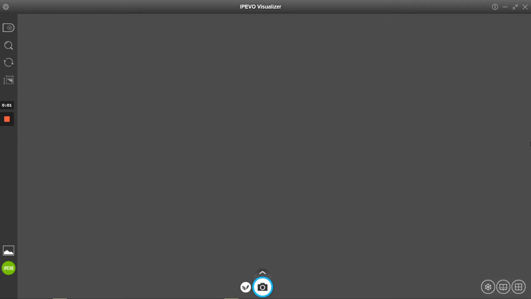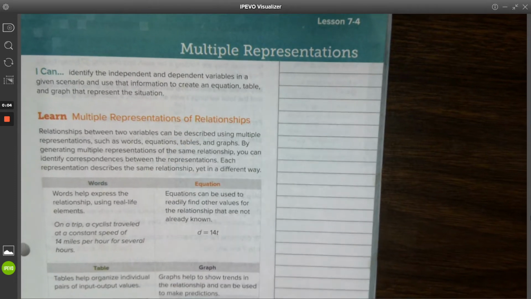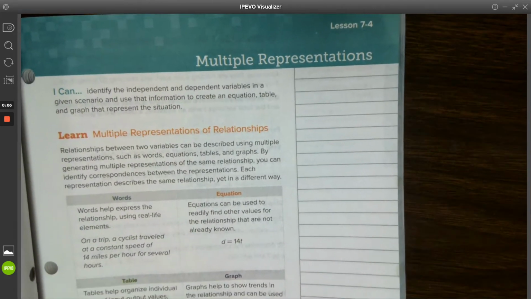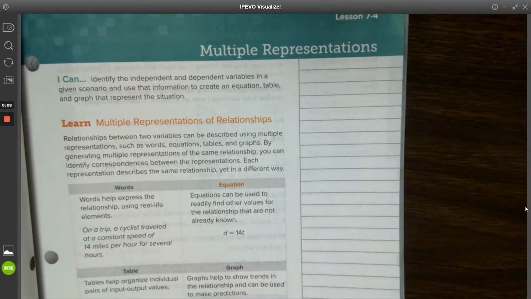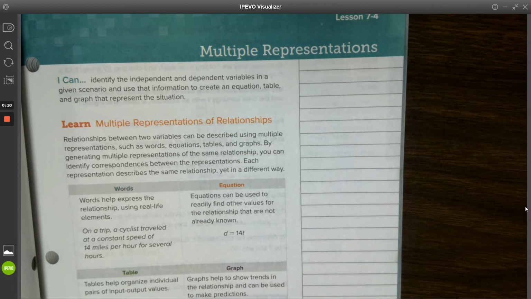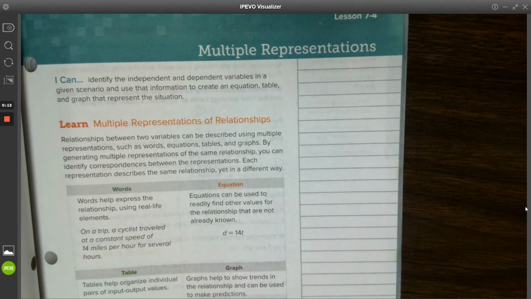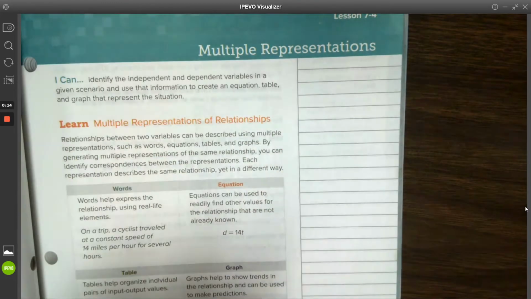Hello, everybody. Today we are doing lesson 7-4, and this is multiple representations. So we are on page 423 in your workbook.